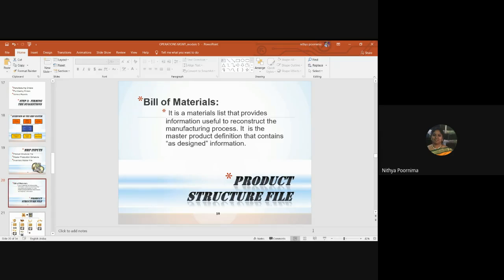A detailed list of the materials where we indicate the quantities of the parts, components, sub-assemblies, and sometimes it can be the major assembly also that has to be available in our inventory. How much should be released? What is the safety on hand? What will be the planned order? All that this bill of materials should indicate. So basically, bill of materials is a material list that provides the information useful to construct the manufacturing process. It is the master product definition that contains designated information.